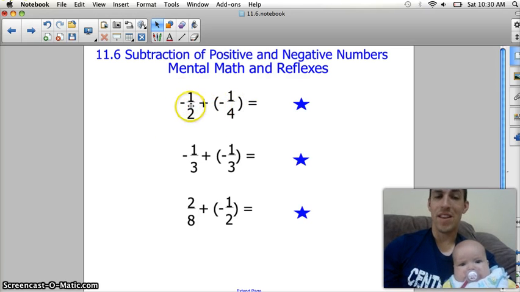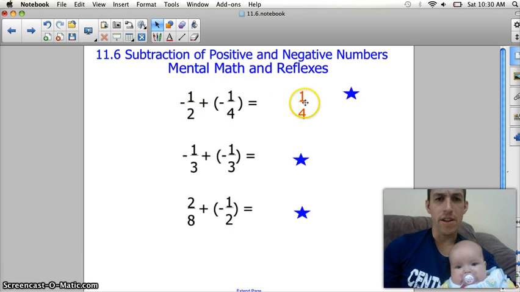1/2 is the same as 2/4. So if you have 2/4 plus 1/4, you have 3. Oh, wait. That is not the right answer right here, guys. That should be negative 3/4, because this would be negative 2/4 plus 1/4, which would be negative 1/4. That is wrong. What about this one?